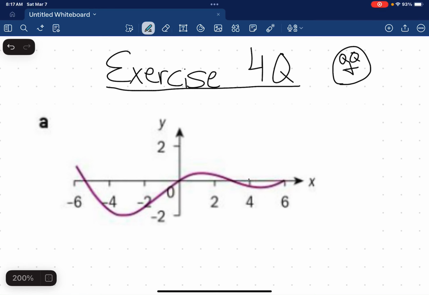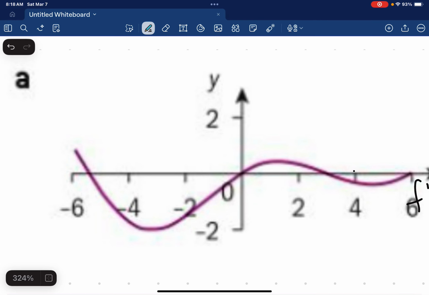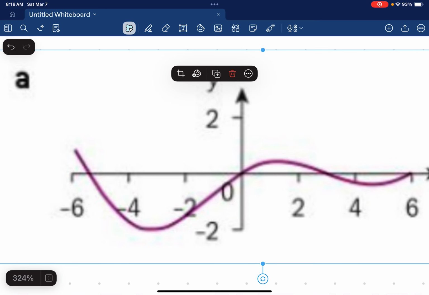In this video, we are going to be doing exercise 4Q, where it asks us to plot the graph of f of x when we're given f prime of x. When you get something like this, the first thing you want to do is find where f prime is equal to 0. These x-intercepts are basically the turning points of f of x, or the stationary points, so I'm just going to go ahead and mark.